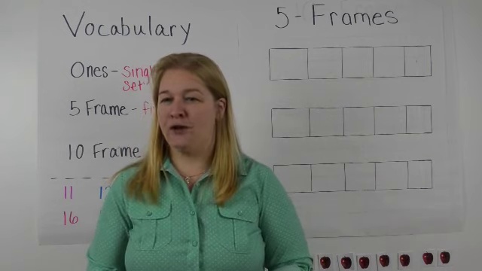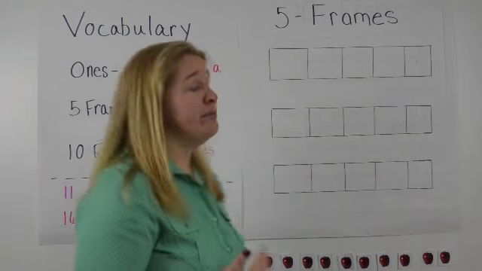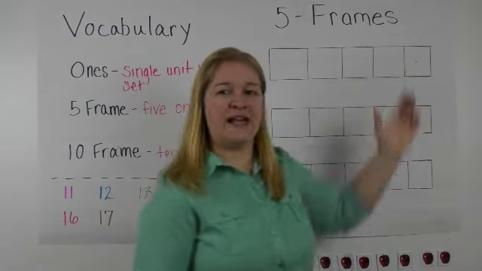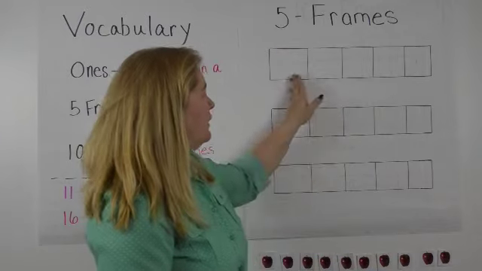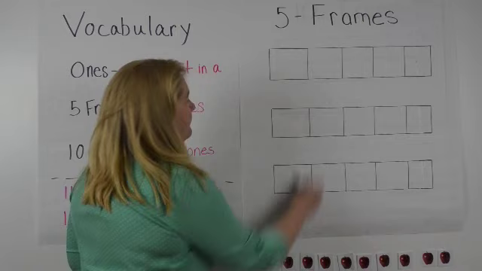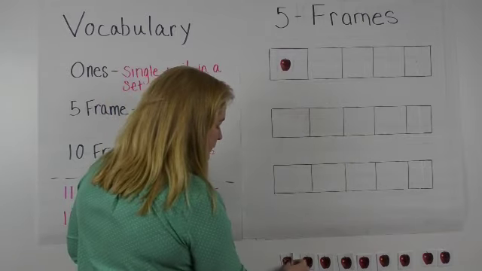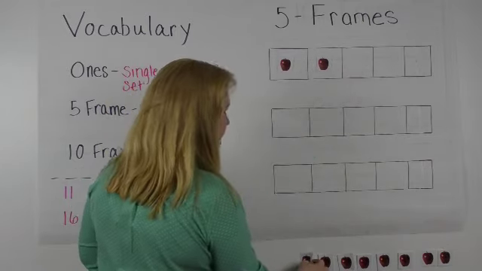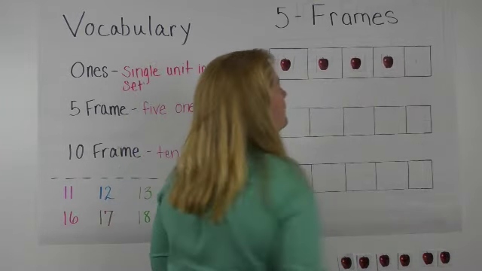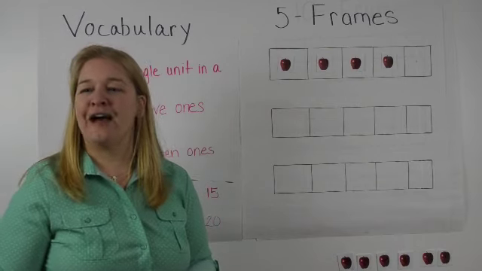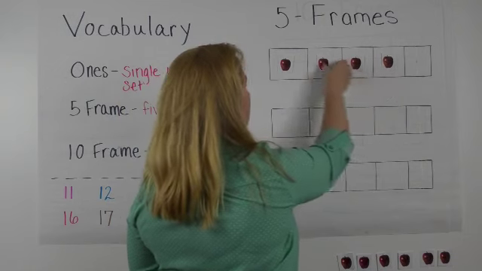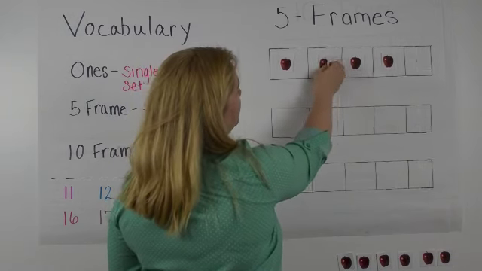Now what if it's not all filled up? Then we might need to count, but pretty soon we'll start to recognize that if we have everything but 1, that's 4. 1, 2, 3, 4. So let me show you something. I'm going to put 4 apples. Now we have 4 apples in our 5-frame, okay? 1, 2, 3, 4.